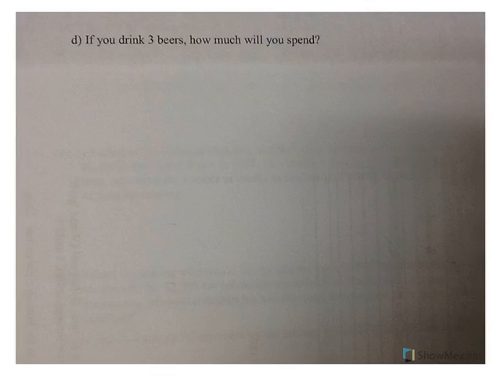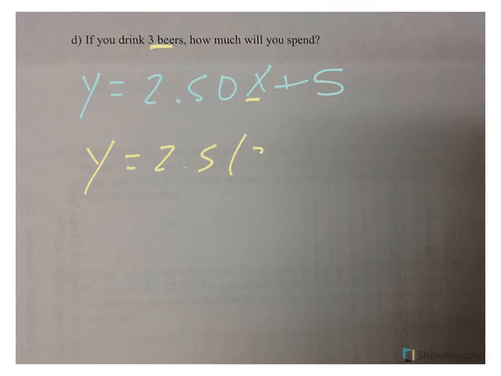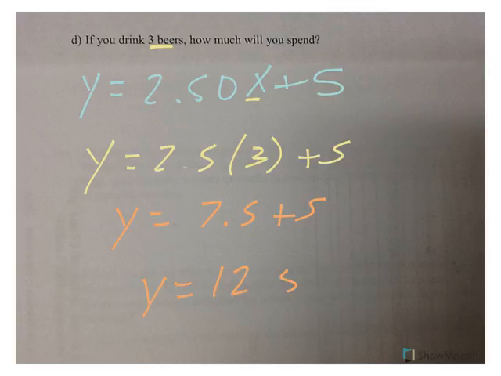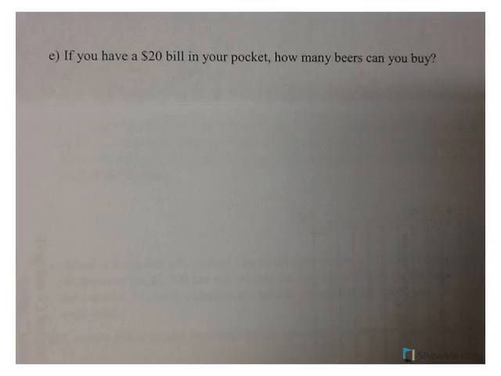If you drink 3 beers, how much will you spend? Okay, well, our model is here. 3 beers is the number of drafts. So 2.50 times 3 plus 5. That's 7.50 plus 5. $12.50 is how much you will spend if you have 3 beers.